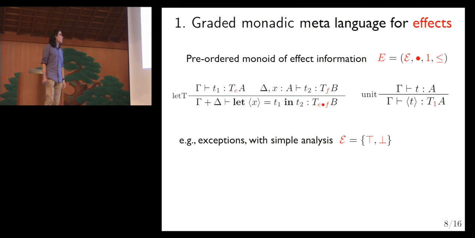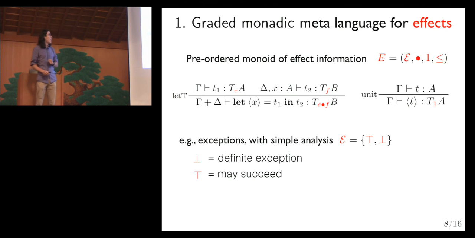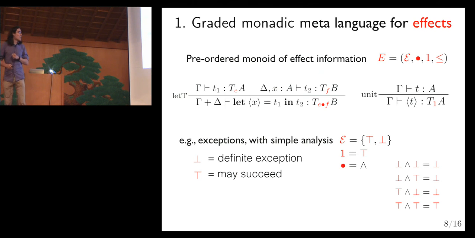So as a simple example that we use in the paper, and I'll use in this talk, is effects that are exceptions, with a very simple analysis at the type level that says we can find out whether something is definitely throwing an exception, bottom, or if it may succeed. And so the monoidal structure uses meet for the binary operation, so if we're composing 2 computations and one of them definitely throws an exception, then the composition definitely throws an exception.